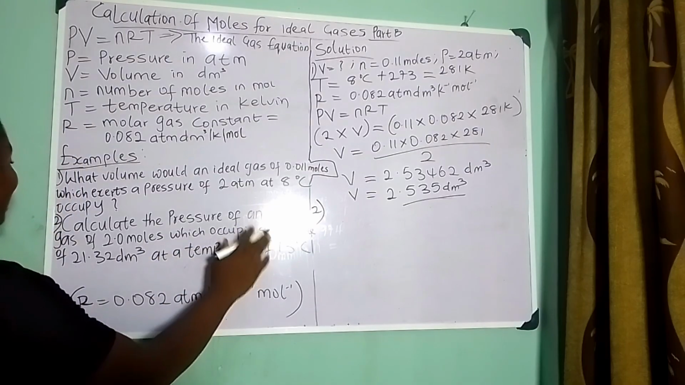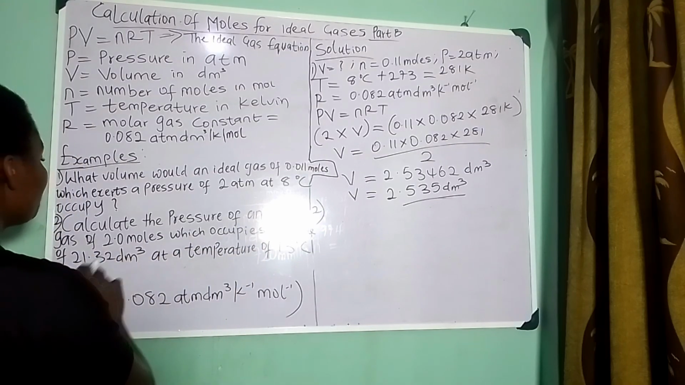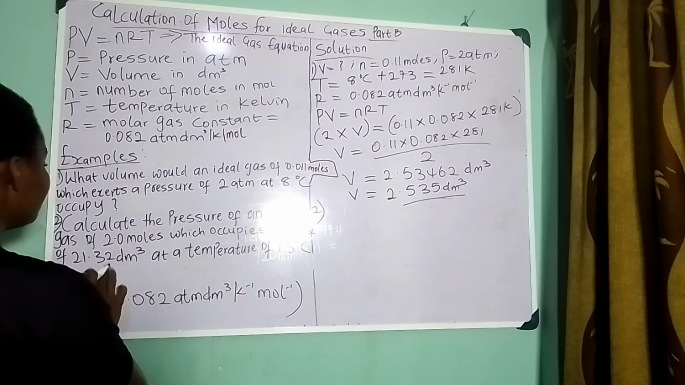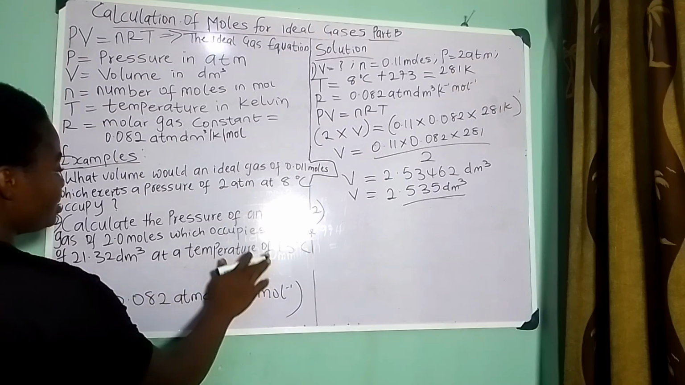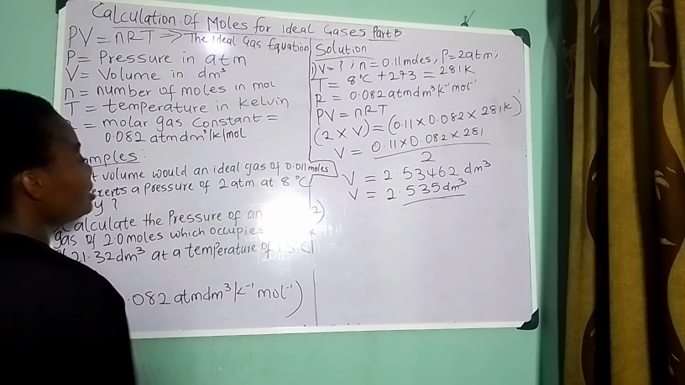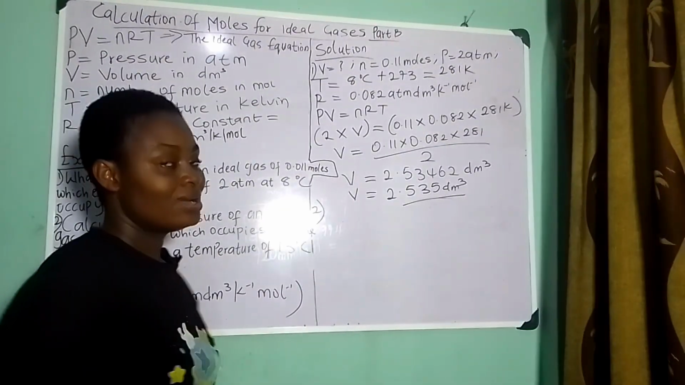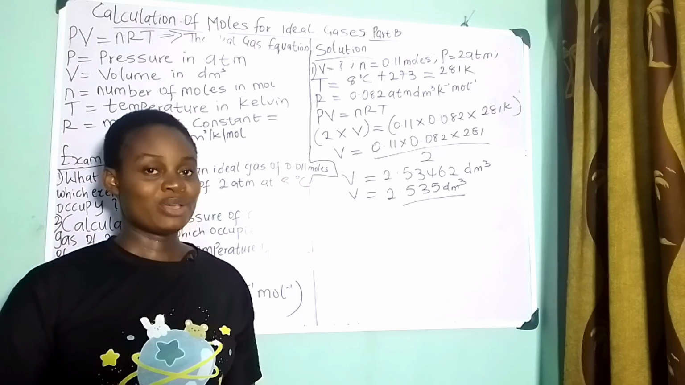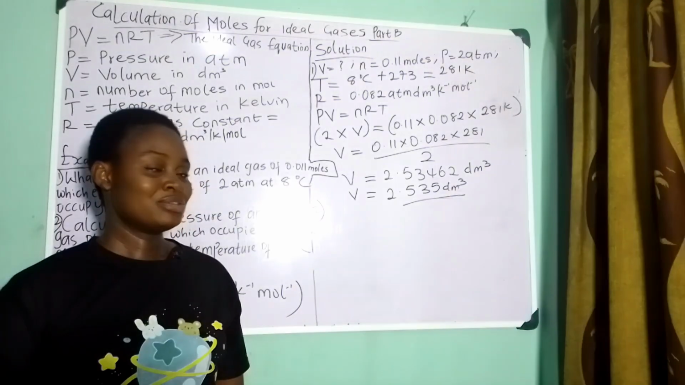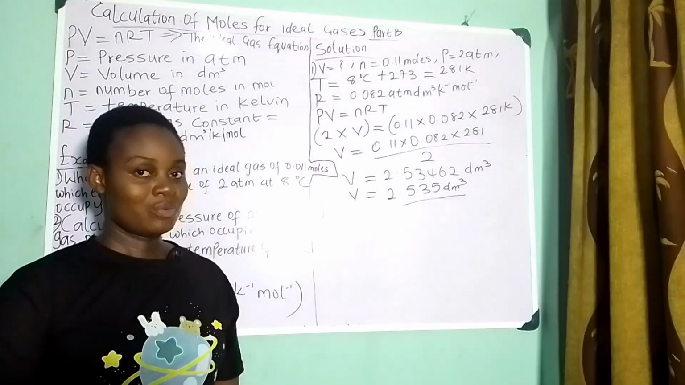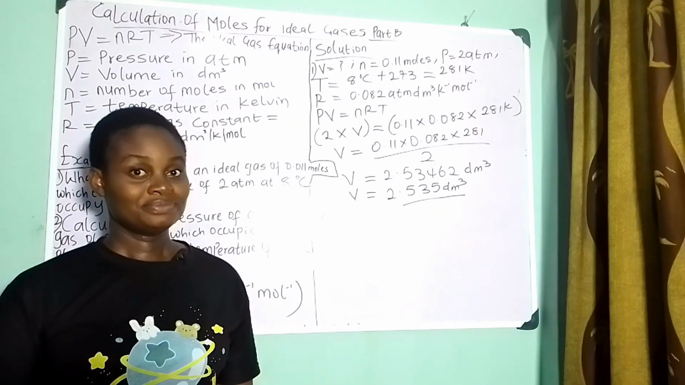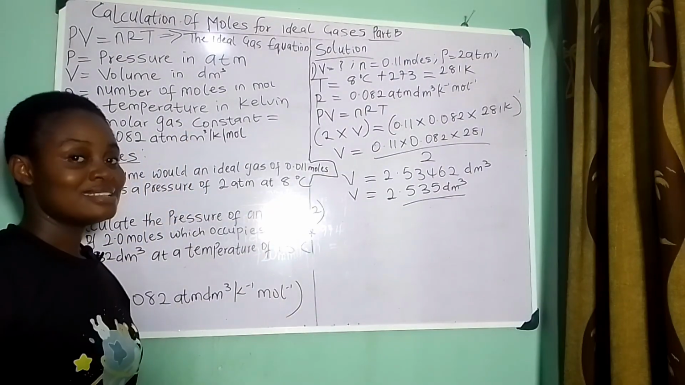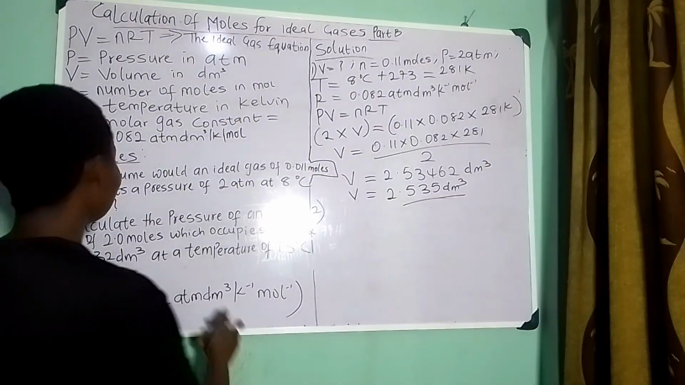Calculate the pressure of an ideal gas of 2.0 moles, which occupies a volume of 21.32 dm³ at a temperature of 13 degrees Celsius. You can go ahead and pause this video right now. Try and attempt this question by yourself. Then come back and let's see how we are going to solve it together.